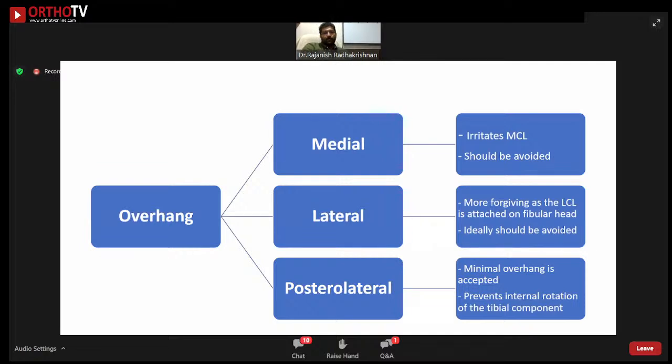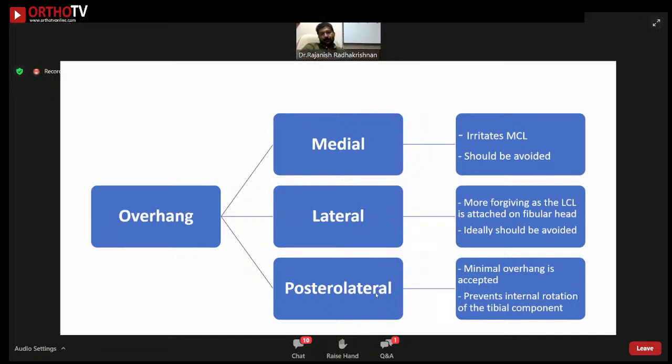But sometimes this won't be adequate to position the tibial tray adequately on the cortices. The tibial tray should be seating on the cortex so that you can avoid subsidence in future. On the medial side, if there is an overhang, it can irritate the MCL, so overhang is not advisable. If ever you want to give some overhang, it is on the lateral side, because the FCL is attached to the fibula head. Ideally, it should be avoided.